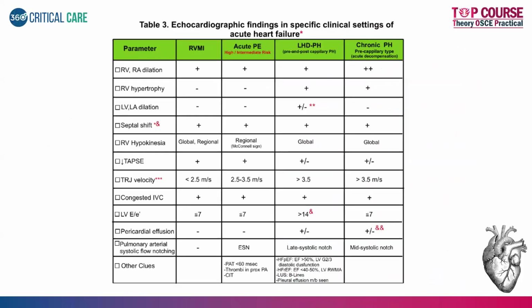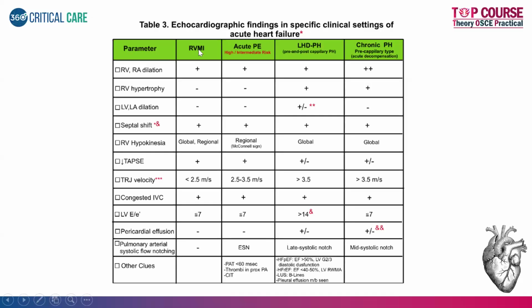We can see RVMI, which usually stands for right ventricular myocardial infarction, acute PE, left heart disease associated pulmonary hypertension, which can be both pre and post capillary pulmonary hypertension, and chronic pulmonary hypertension. The various echocardiographic parameters mentioned are RV dilation, RV hypertrophy, left atrial and ventricular dilation, septal shift, RV hypokinesia, decrease in TAPSE, congestion of the IVC, LV E by E prime ratio, presence of pericardial effusion, and the pulmonary arterial systolic notching, which is usually seen in acute PE. So these are the few things that we need to assess when a patient comes with RV failure.